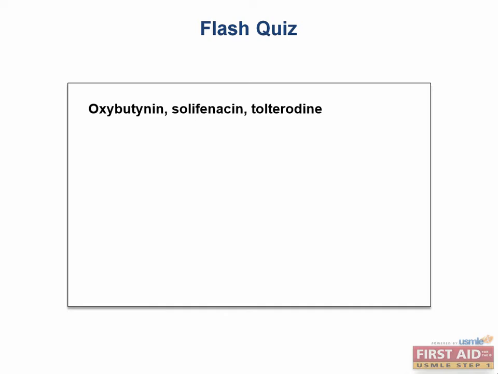These drugs act as muscarinic antagonists that are going to treat urinary urgency. So make sure you're familiar with all of the muscarinic antagonists on the list and know how each is going to be used clinically.